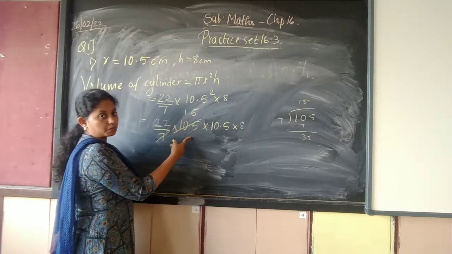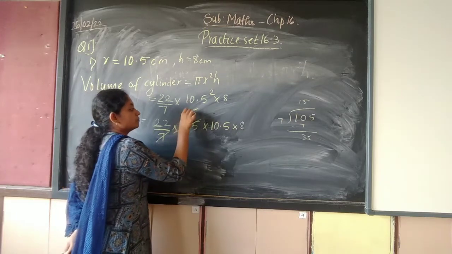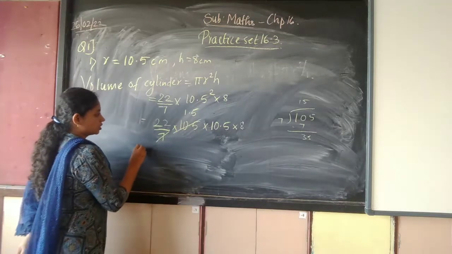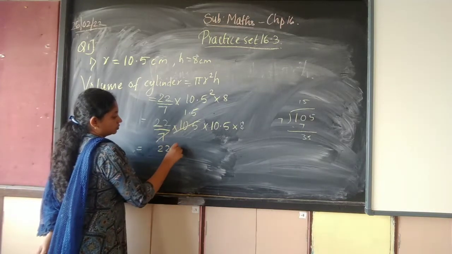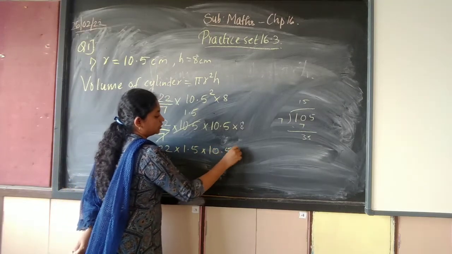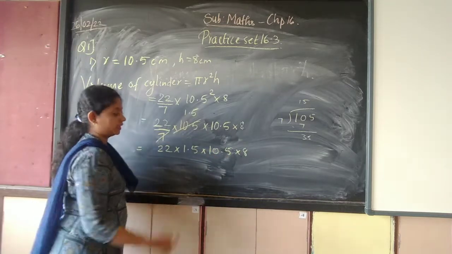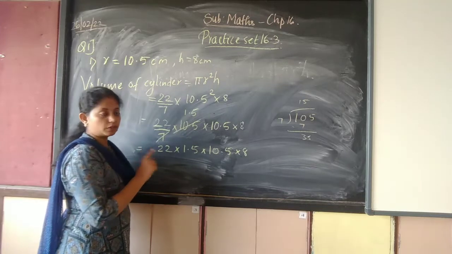But there is a decimal point. Before one number there is a decimal point, so before one number put a decimal point. Okay. Now we shall solve further. You can multiply. What is remaining? Write down 1.5 into 10.5 into 8. Multiply the decimal numbers. This is the method I am showing. You can follow any way of multiplication.